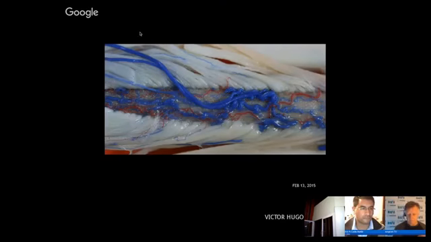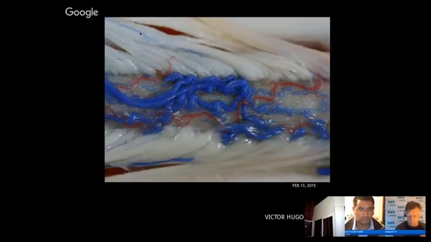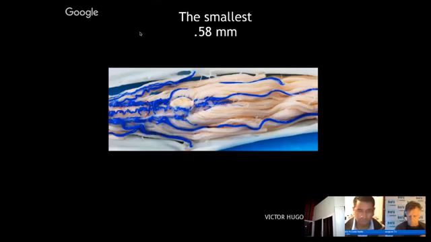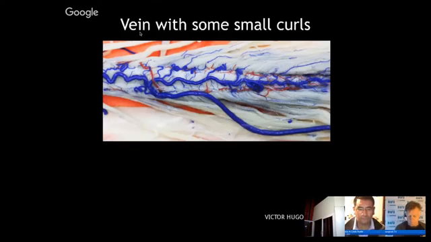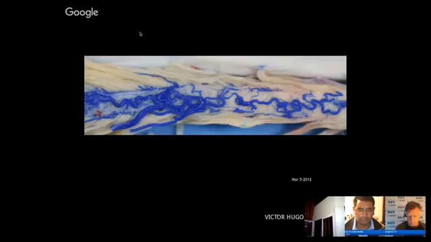This is another shape of the vein. The smallest was this, 0.58 millimeters. A vein with some small curves. These are several shapes of these veins.